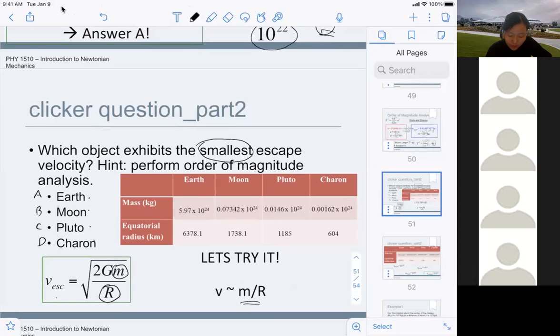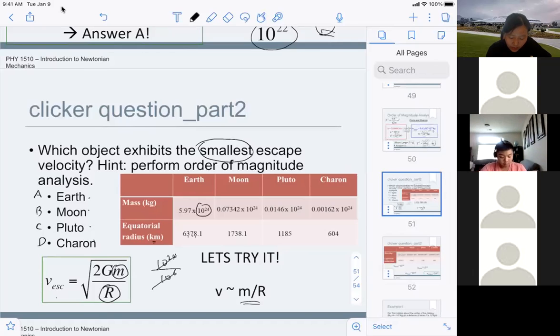All right, so for example, if you were looking at the Earth, you would use the mass of the Earth's order of magnitude divided by the order of magnitude for the radius r. And you can see we're using meters. This is how many orders of magnitude? 1, 2, 3 for kilometers, and another 3 to change it to meters. So that's 10 to the power of 6. So this will give you 10 to the power of 18. That is for the Earth. Okay, so you'll do the same thing for the Moon, Pluto, and Charon to get whichever is the smallest.